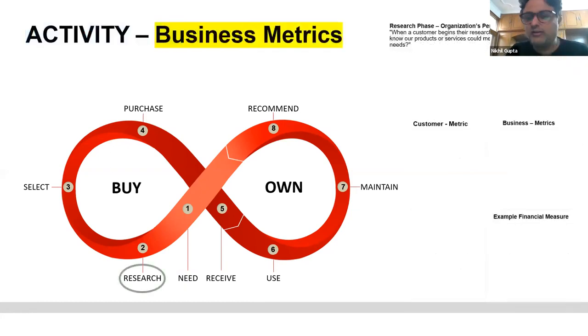Getting it? Then when you are researching, what do you think? Tell me, what would be at the research level? Customer researching the products. What do you think should be the customer metric and what should be the business metric?